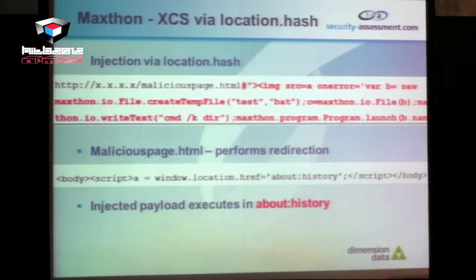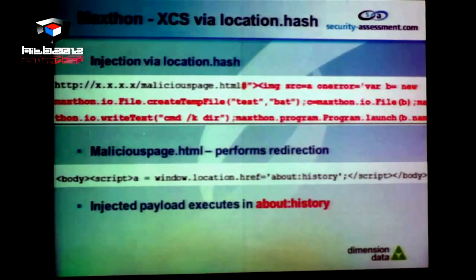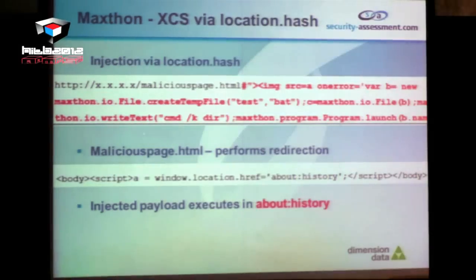You can do the injection after the location.hash. The red part you see there is the malicious payload. That malicious payload is rendered into the about history. Again, that's very similar to the Opera history bug I found. The most important thing here is that the payload is rendered in the about history. Then the malicious page.html does a redirection from the internet to the about history to trigger that content which has been injected.